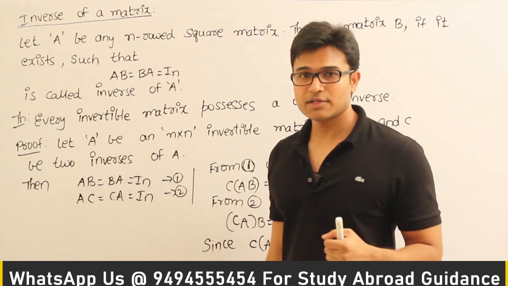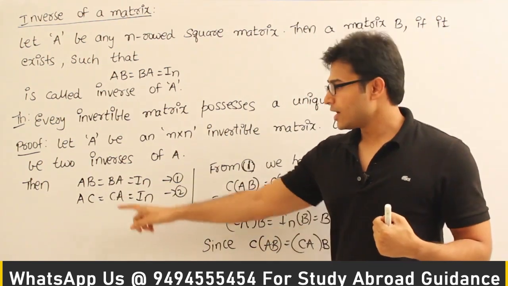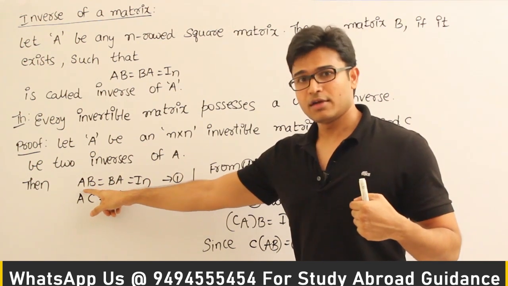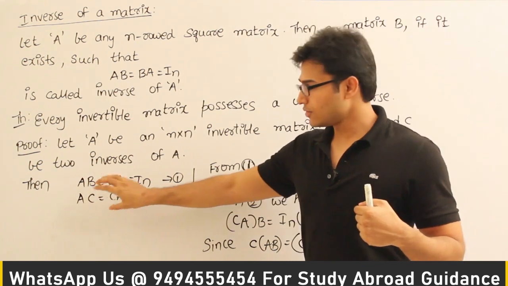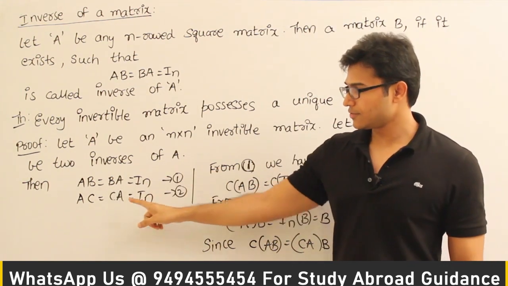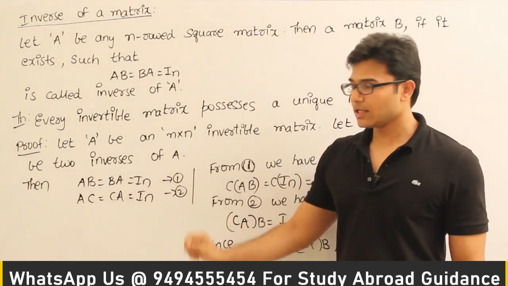I am able to write these two statements because I know that B is the inverse. That is what I am assuming. I am assuming that B is an inverse of A and C is an inverse of A. So that is why I am able to write these two equations. Now let me call the first one 1 and the second one 2.